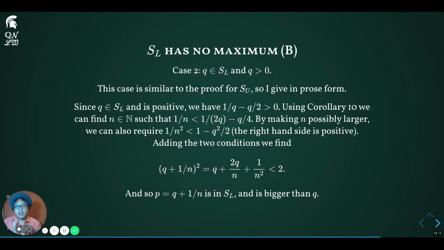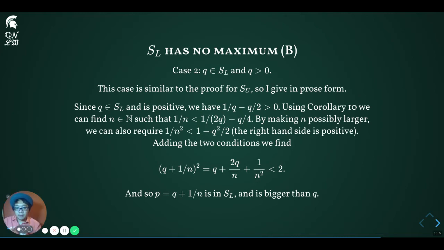In the second case, given a positive element of SL, we find that the condition Q squared is less than 2 can be rewritten as 1 over Q minus Q over 2 being positive. By the Archimedean property, we find a natural number n such that 1 over n is half that value. Using the Archimedean property again, we can choose n, possibly by making it bigger, so that 1 over n squared is less than 1 minus Q squared over 2. The latter is positive since Q squared is less than 2.